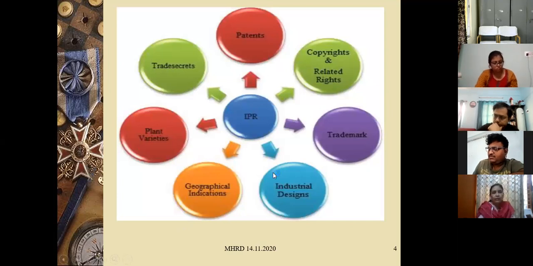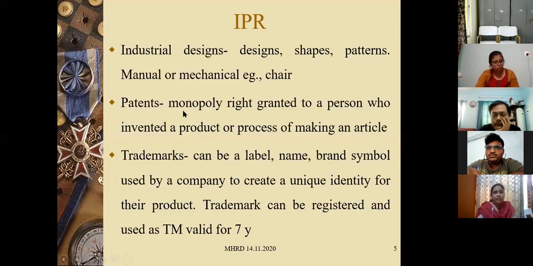So these are the different forms of IPR. When we say patent, it doesn't include all. Patent is one form of the intellectual property right. You have copyrights, trademarks, industrial designs, and even geographical indications, plant varieties, and trade secrets.